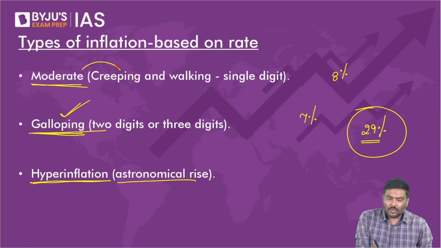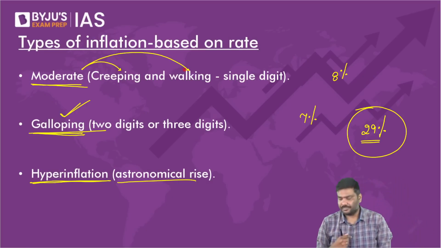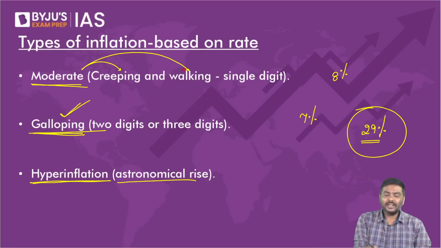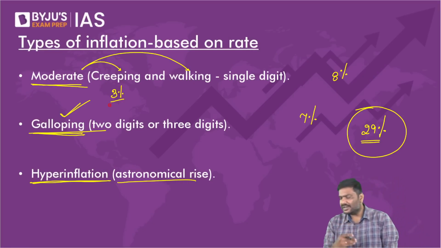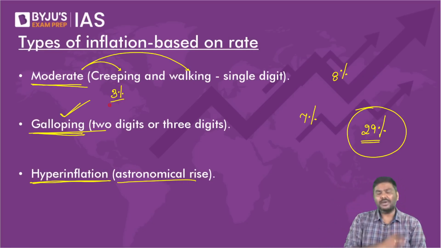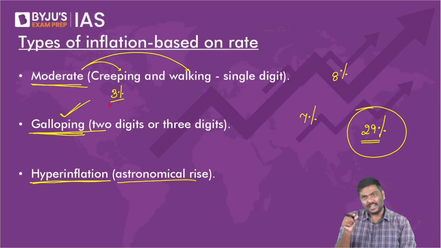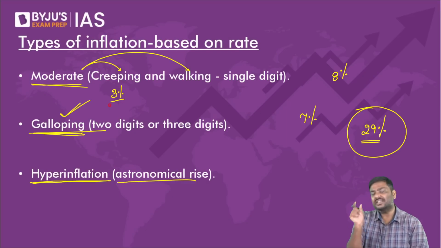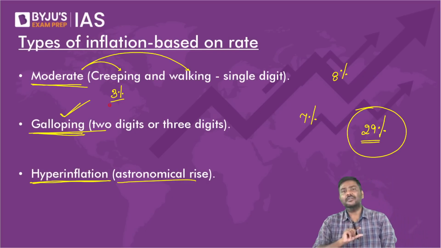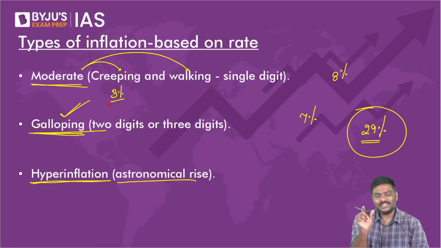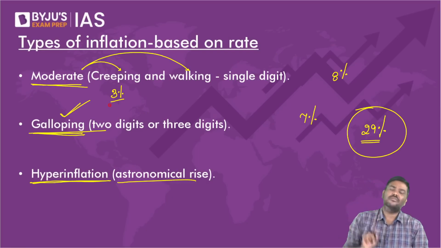Within moderate, we have one more classification: a creeping rate of inflation and a walking rate of inflation. What do you mean by creeping rate? Whenever the inflation rate is generally around 3%, we'll call this a creeping rate of inflation. Creeping means the price levels are moving, but they are moving very, very slowly. I hope you understand. That is the meaning of the term creeping inflation.